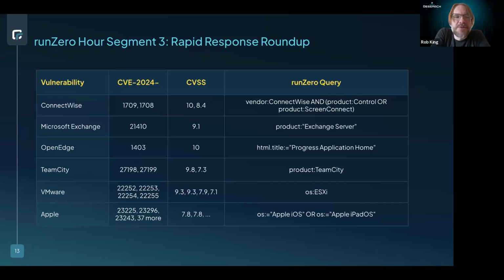OpenEdge. Yep. So this is interesting. Progress OpenEdge is what's called a fourth generation language. That's not all they do, but it's an application development platform.